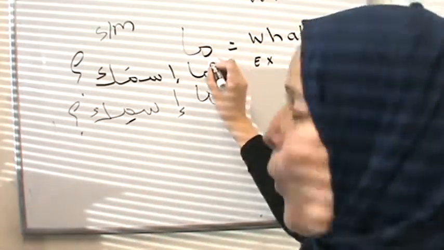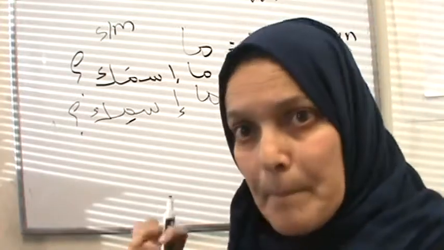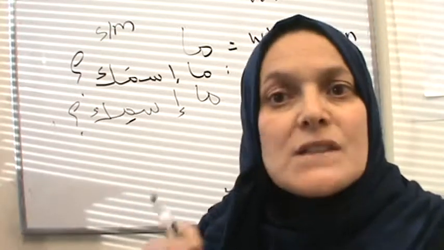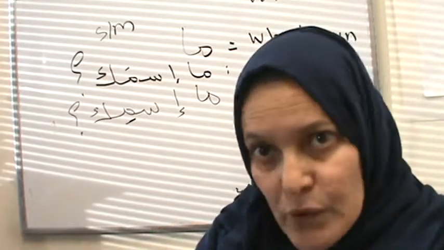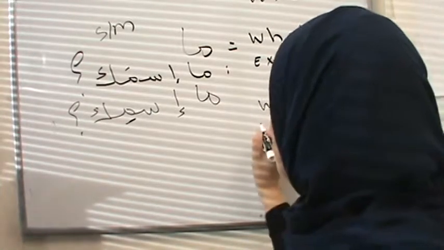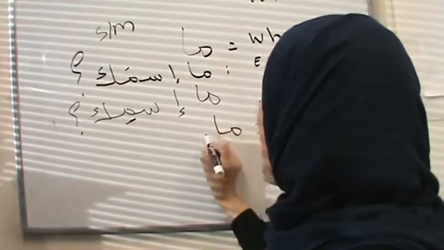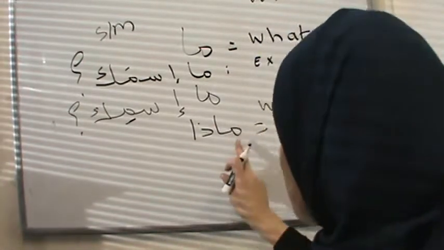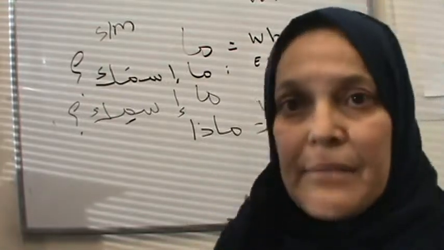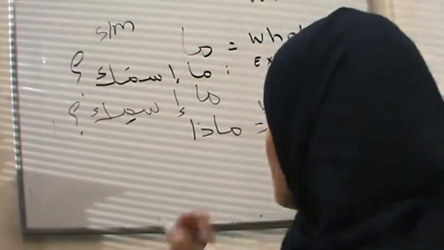Again, you have what, which is ma, meem plus alif. This is a what that goes with only nouns, never with verbs. Okay, so the what that goes with verbs is madha, meaning alif, the alif. Madha.